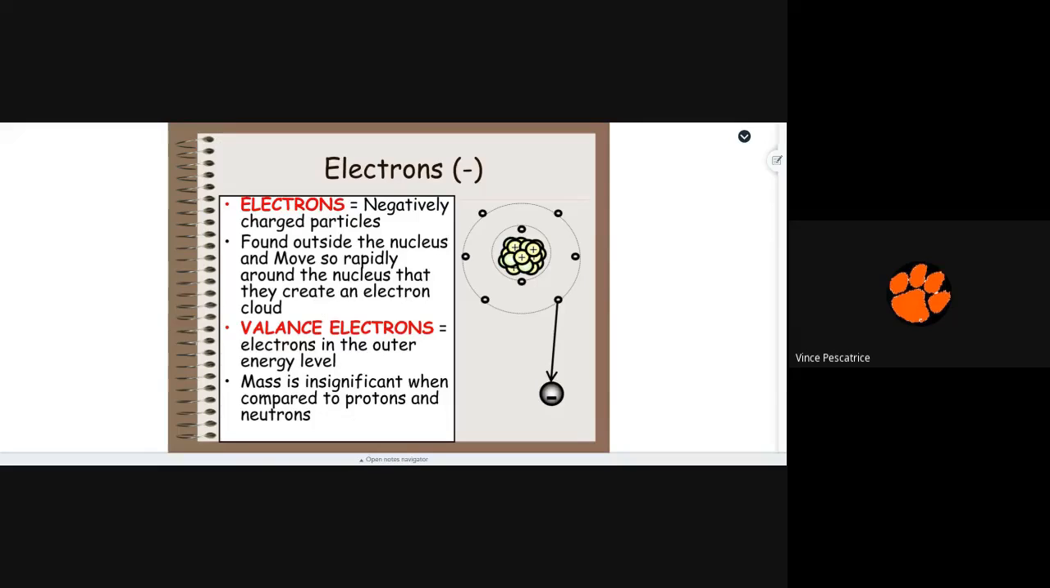If we look at an electron cloud, let me find a good picture. Here's a good one. Come on, internet. All right, well, let's look at this one instead.